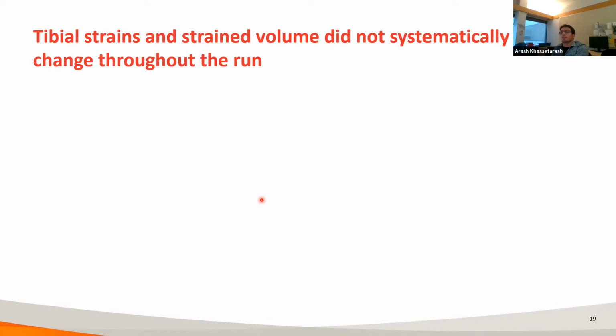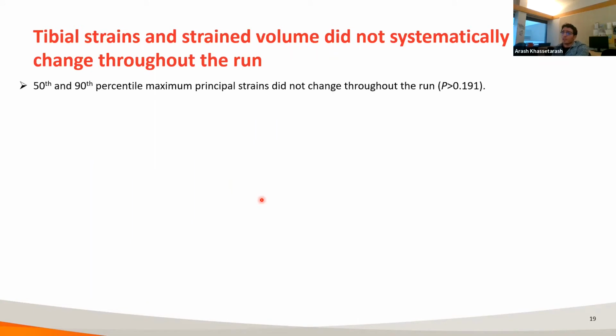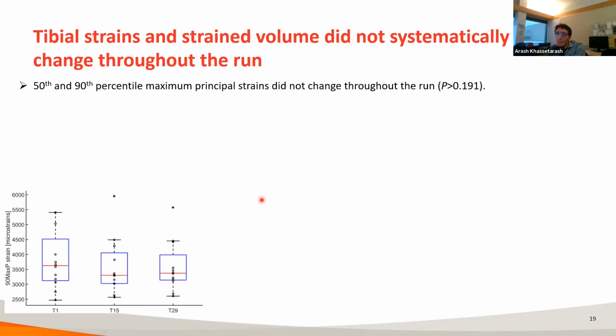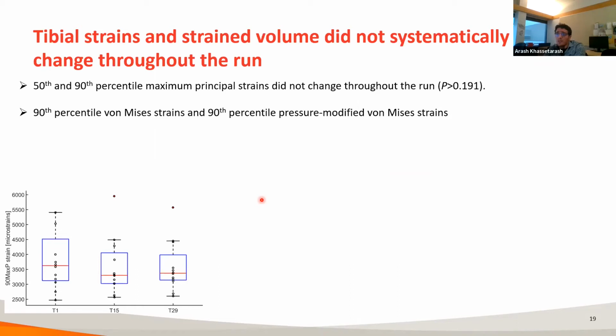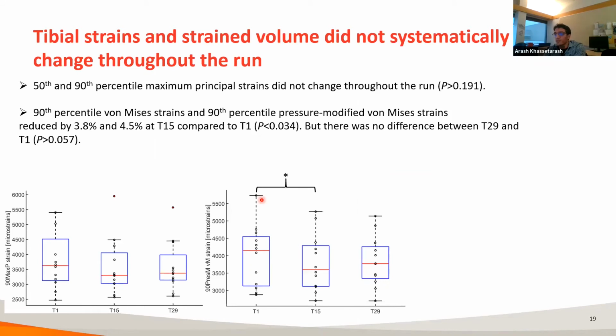Moving on to tibial strains, our 50th and 90th percentile maximum principal strain did not change throughout the run, while our 90th percentile von Mises strain and 90th percentile pressure modified von Mises strain reduced by around 4.5% at T15 compared to T1, but there was no difference between T29 and T1. And the strain volume measure did not change throughout the run. So all in all, we can say that there wasn't a systematic change in tibial strains throughout the run.